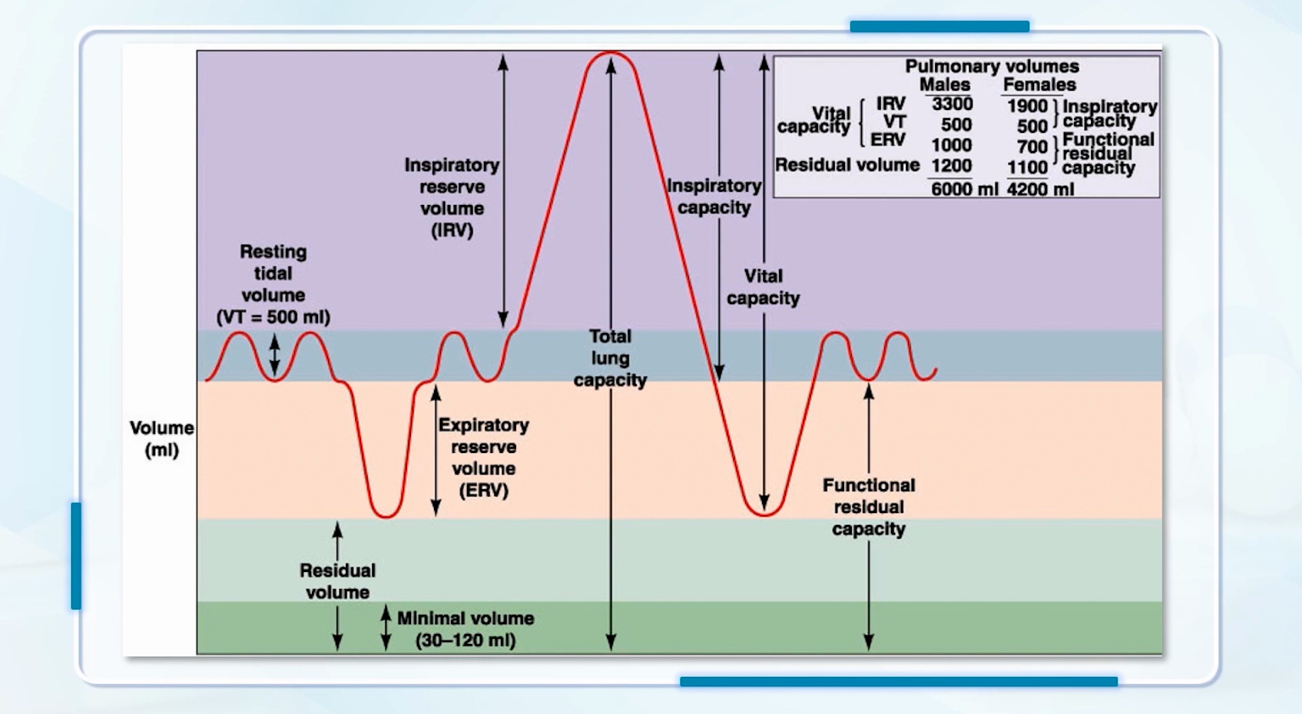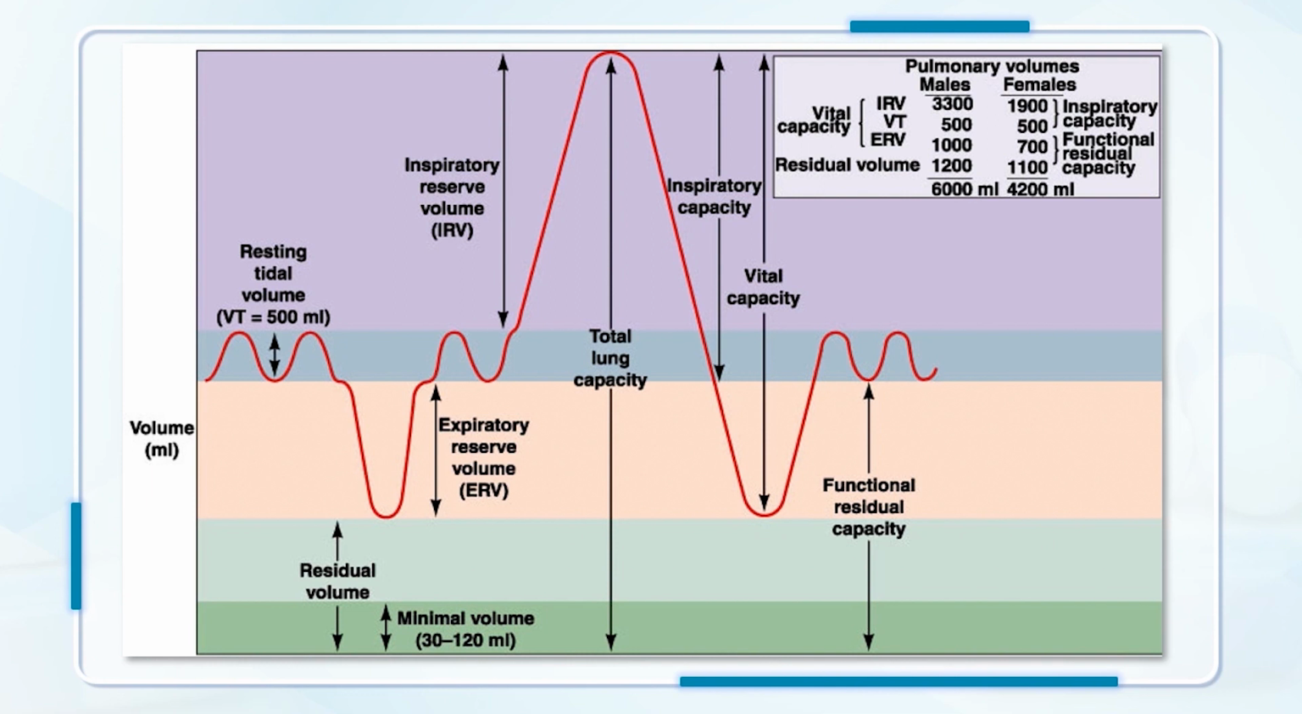Expiratory reserve volume, ERV, is the amount of air forcefully expired after expiration of normal tidal volume. ERV is about 900 to 1,200 milliliters. Inspiratory reserve volume, IRV, is about 1,500 to 2,000 milliliters. Total lung capacity, TLC, is about 5,000 milliliters in male and 3,500 milliliters in female.